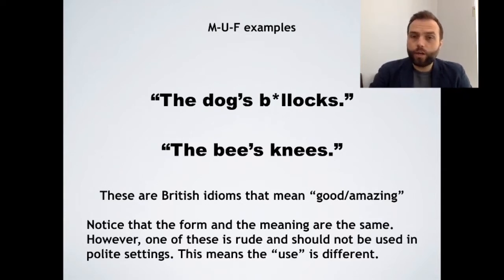In this case, it's related to register, or formal and informal. Now the bee's knees is something my mother would say in England, like if she went to a birthday party or she had a good time somewhere, she would say, oh, it was the bee's knees, and that just means it's really good. But my mother wouldn't say the first one. The first one is something you might say with your friends in the pub, when you're just hanging out drinking or something. So you can see here that the register is different. That means the use is different, even though the meaning and the form are the same.